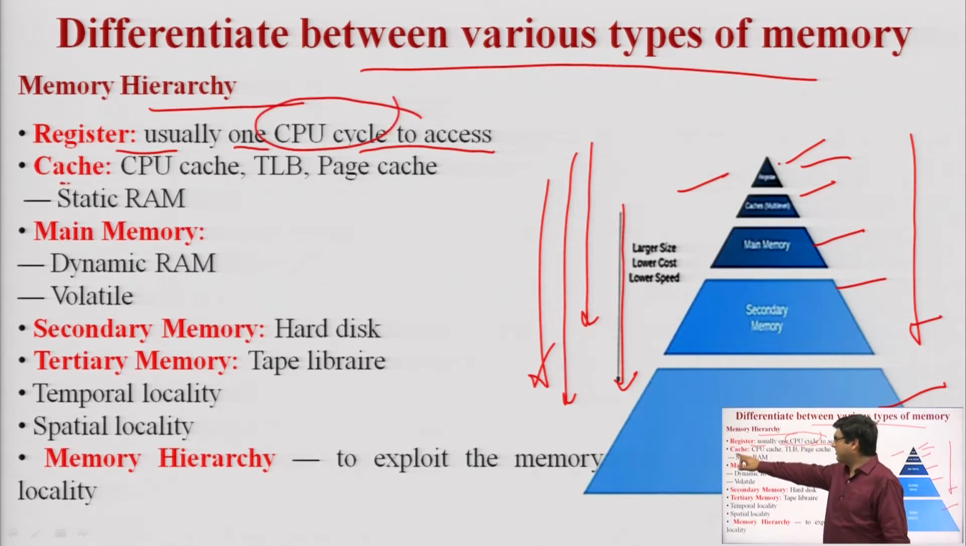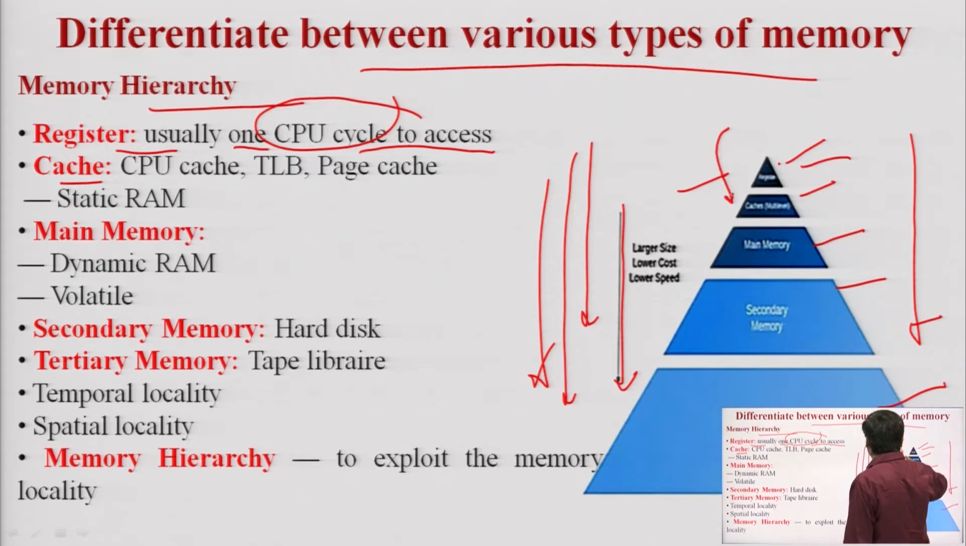Another one is the cache memory. Cache memory is one of the fastest memories in our system. Here you can see that cache memory is at the top and it has more speed as compared to the others.